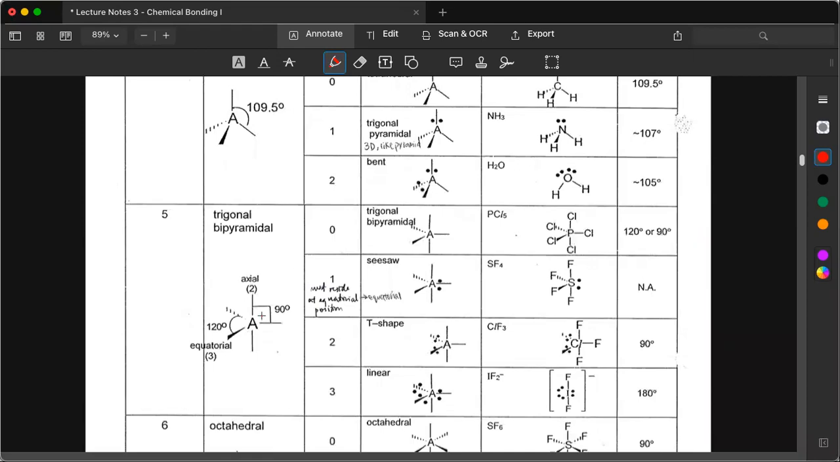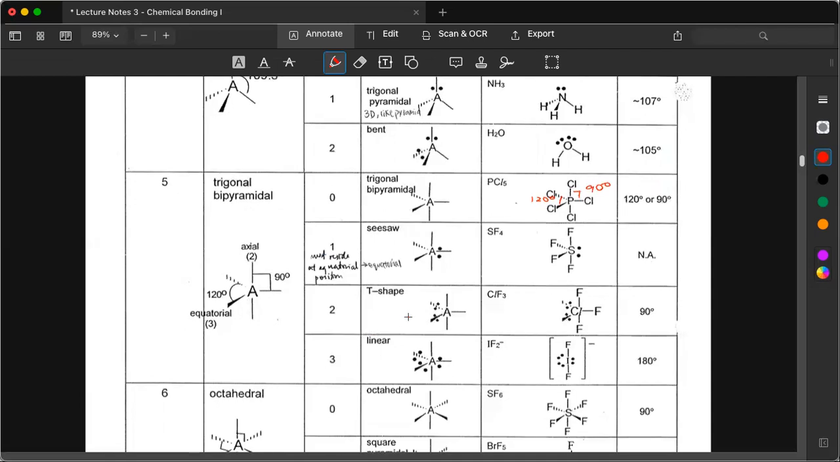So 90 degrees is between this one, while 120 is here. Okay, that's what it means. If we have 1 lone pair, it will cause the shape to be a bit more distorted from trigonal bipyramidal. We call it seesaw because it looks like a seesaw, like SF4, sulfur tetrafluoride. Okay, we do not need to know the angle.